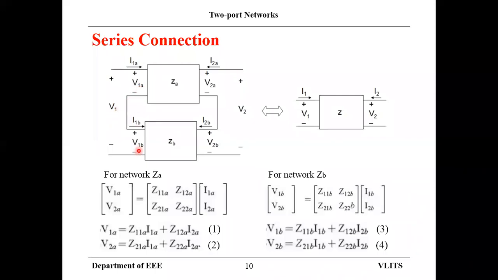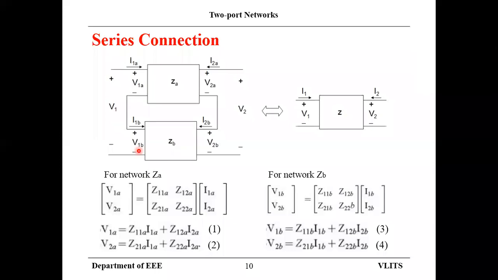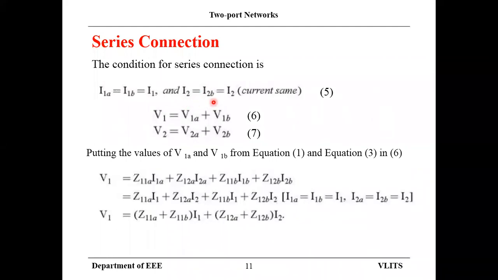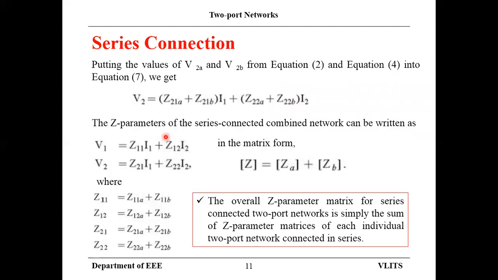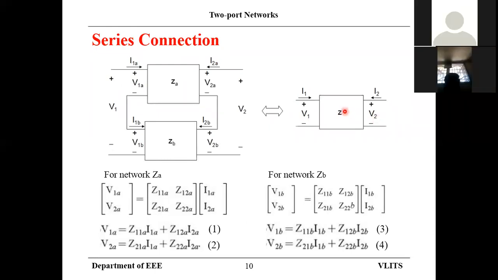This is the rule that we have already discussed in the first and second units. So these are the conditions for the series connection. These are the general conditions, not only for two-port networks. From these conditions, we can find the total impedance of the equivalent circuit. For this equivalent circuit, the input voltage is V1 and the output voltage is V2, and similarly the input and output currents are I1 and I2.